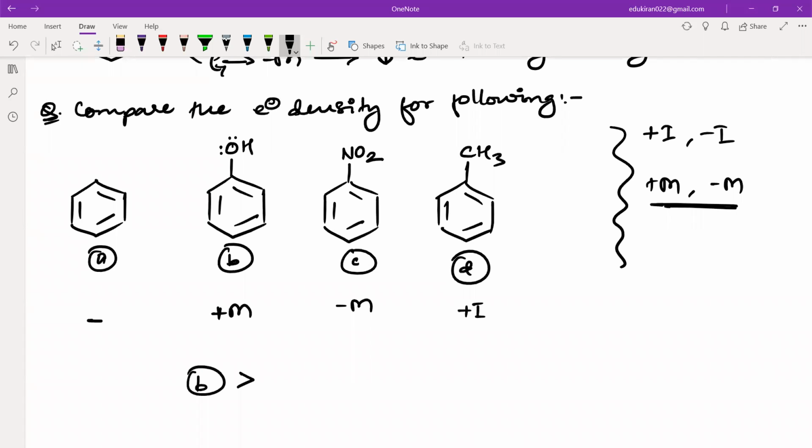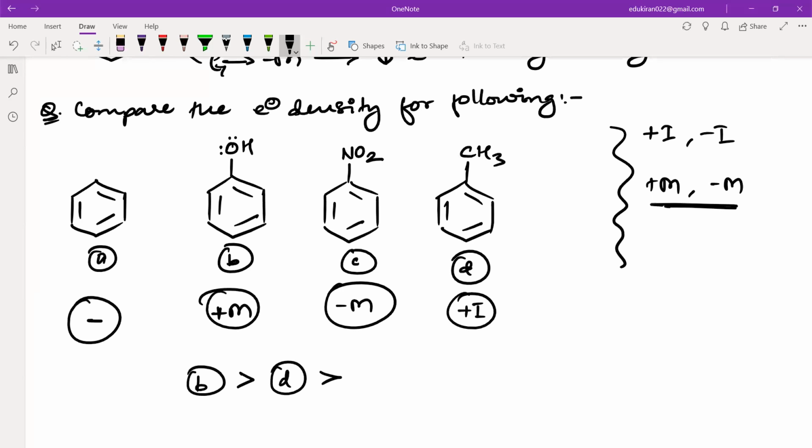B has the most, followed by, so we will first talk about the plus M and plus I groups. So B has most, and then we have D because it is also an electron donating group, followed by, now we have to compare. Here we have no effect. That means there is no disturbance in the electron density, and here it is decreasing the electron density. So obviously A will go next, followed by C, because C will be the least. In A there is nothing happening. In C you are taking away the electron density. So obviously C has the least electron density. Okay. So write this down. Then we will look at hyperconjugation.